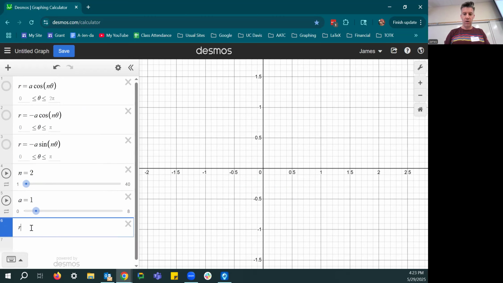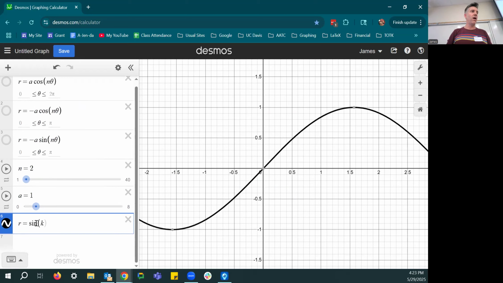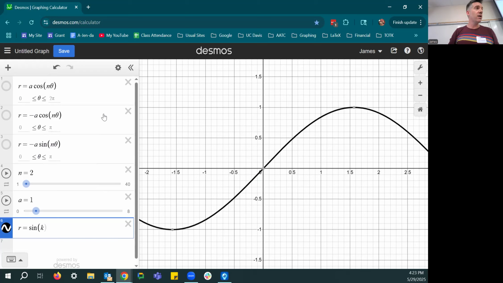So if we did r equal to sine of T, nope, you really don't like that, do you? K, nope, fine. I'll play with it later and figure it out. Anyway, what I wanted to say is for the sine one here, which I just deleted.